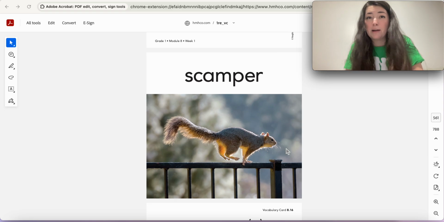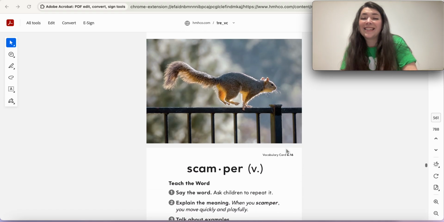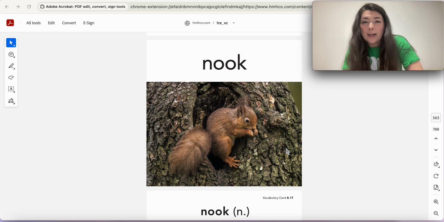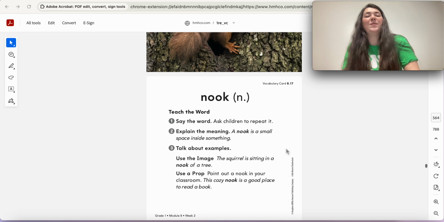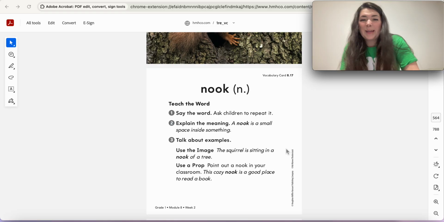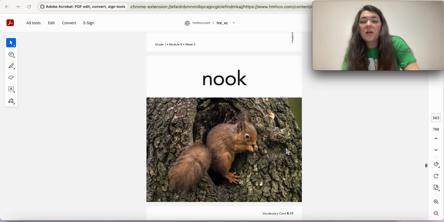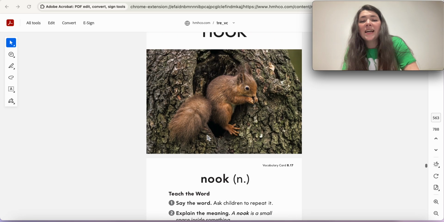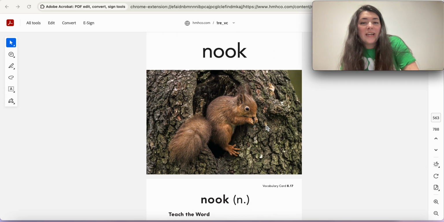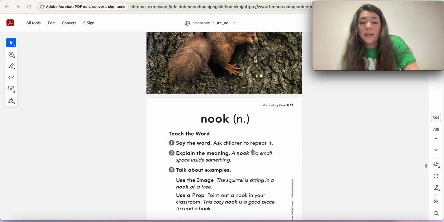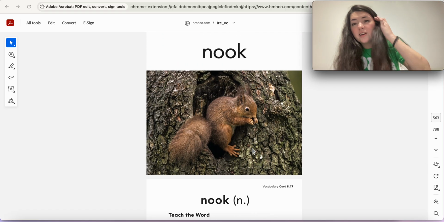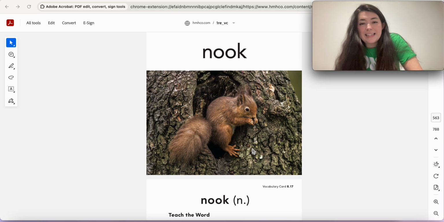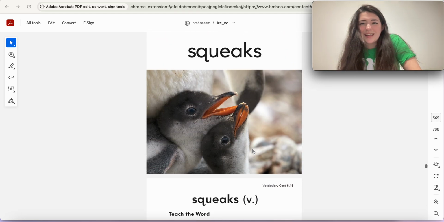I could also scamper really quickly over to my desk if I forgot something. Like if I forgot to move the mouse over onto the screen, I might scamper over to my desk to move my mouse over. Our next word is nook. Say nook. Very good. Nook is a noun, or a person, place, or thing word. A nook is a small space inside of something. So we can see this little squirrel is sitting in the nook of a tree, in this little hole or space in the tree. So we also have our book corner, which could be like a cozy little nook in the back of our classroom, a cozy little space. Got a lot of squirrel pictures this time.